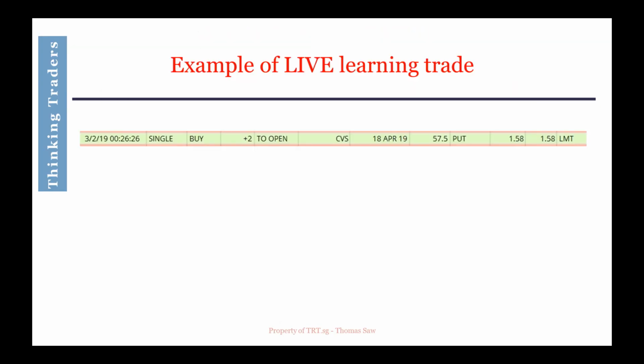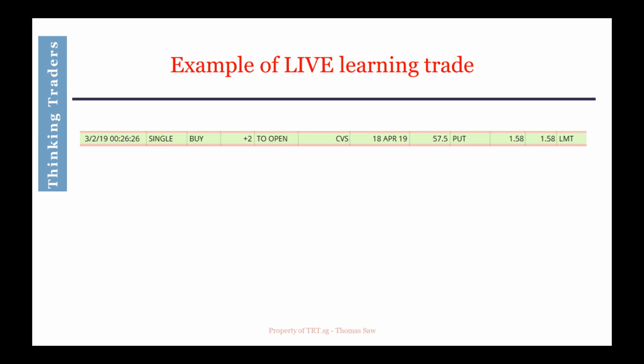This is one of my trades opened on 2nd of March, last Friday before I went on holiday. We will look at this trade and see how much money we make, how much money we lose. I just came back from my Chiang Mai holiday this afternoon. I have no idea of the performance yet.